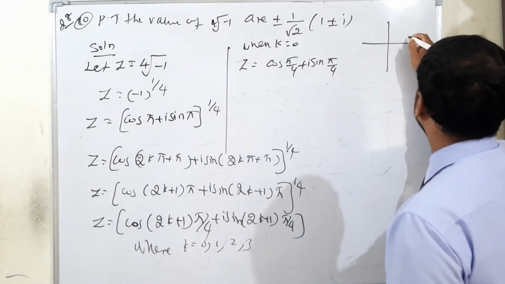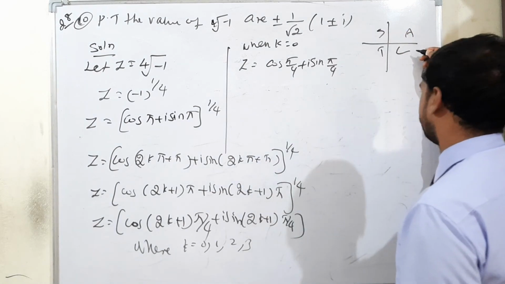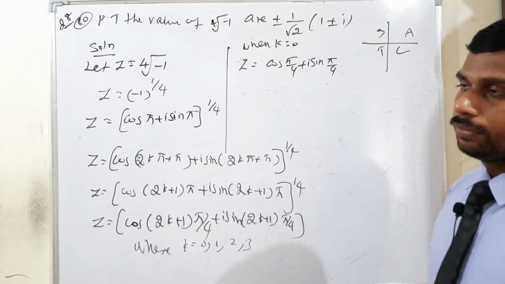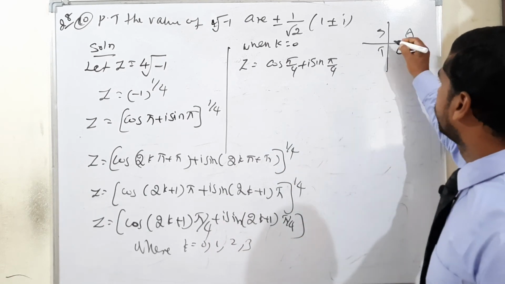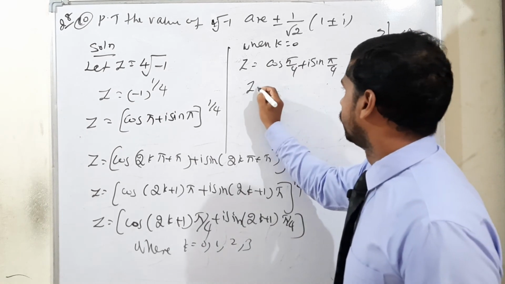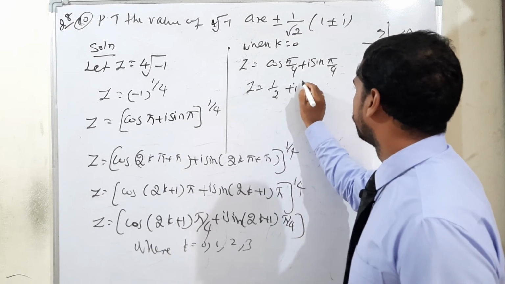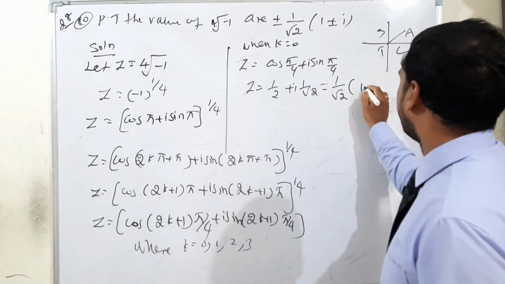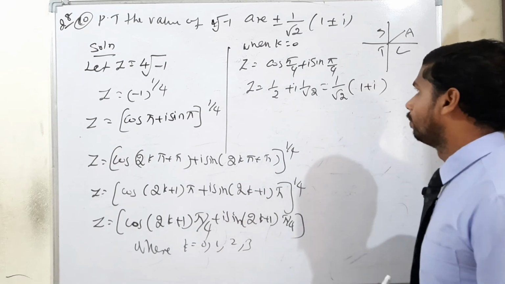The unit circle. So cos pi by 4 means 45, isn't it? So for 45 we definitely know the value is 1 by root 2. Also 45 lies in the first quadrant, and first quadrant means all the values will be positive. Therefore z is equal to 1 by root 2 plus i 1 by root 2. Again, taking 1 by root 2 common outside, 1 plus i will come.